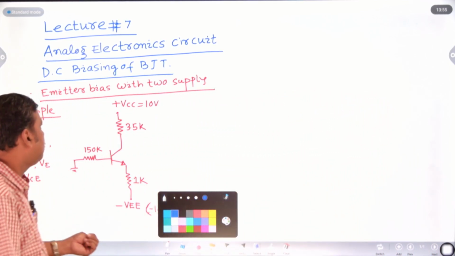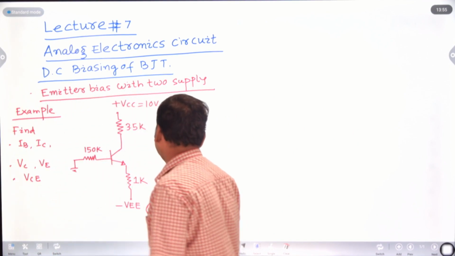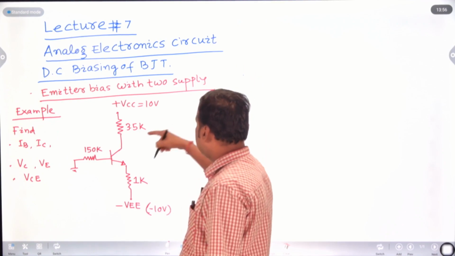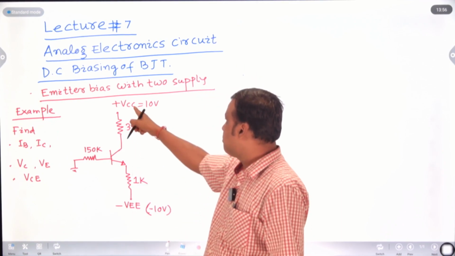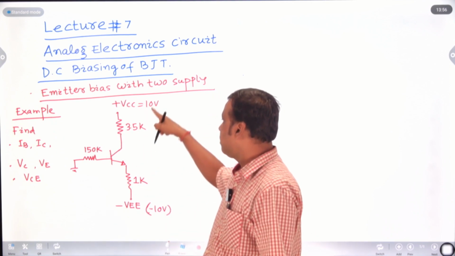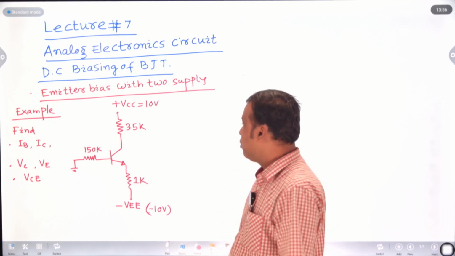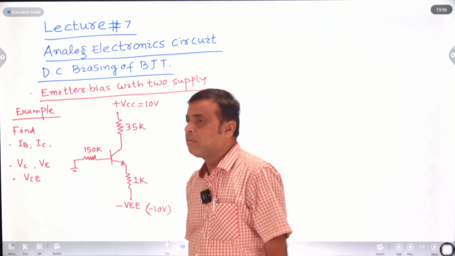Today's example is emitter bias with two supplies. Emitter bias with two supplies means there are two supply voltages: one is plus VCC, another is minus VEE. If two supplies are given in a numerical, how do we calculate the DC current and DC voltages?